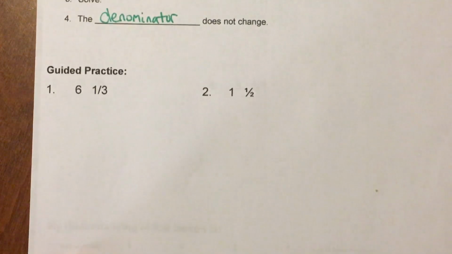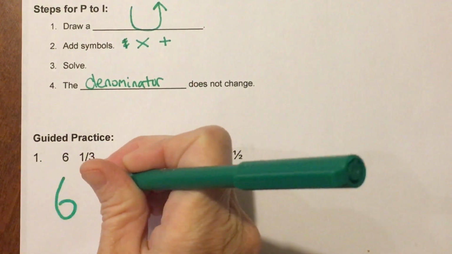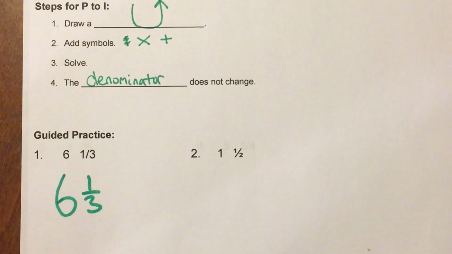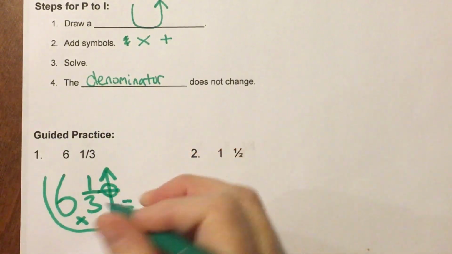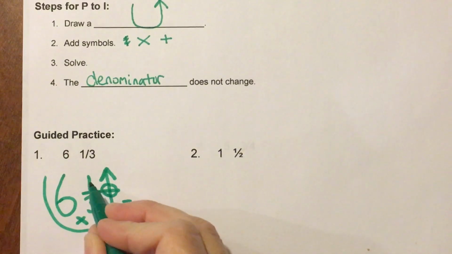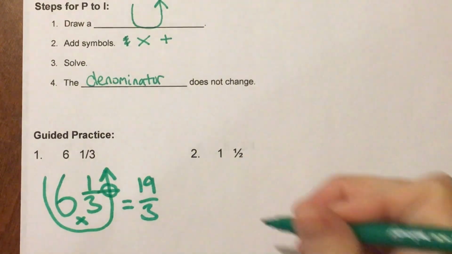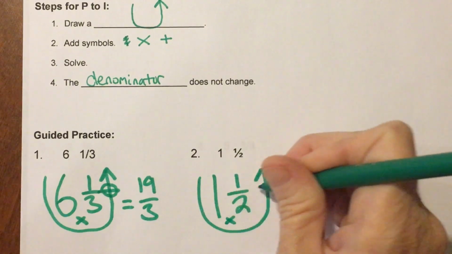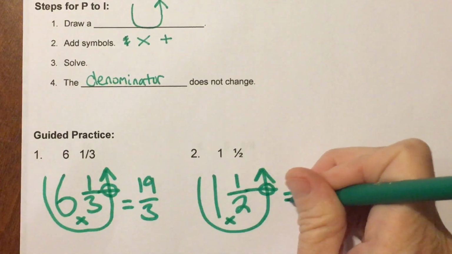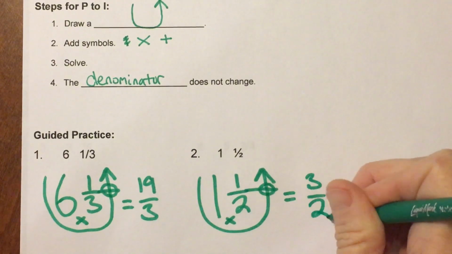So let's do some together. Our signs and steps are back there if you need them. My first one is 6 1/3. Let's draw our U, add our signs, and solve. 6 times 3 is 18, plus 1 is 19. Let's put our denominator down there. Let's try another one, 1 1/2. Let's make our U, add our signs, and solve. 1 times 2 is 2, plus 1 is 3, and our denominator stays the same.